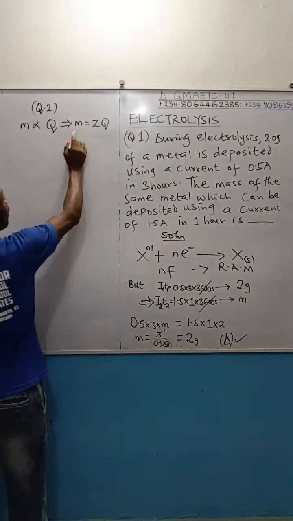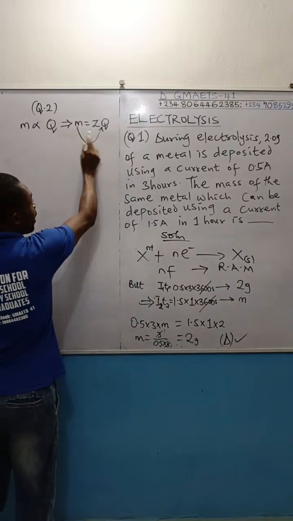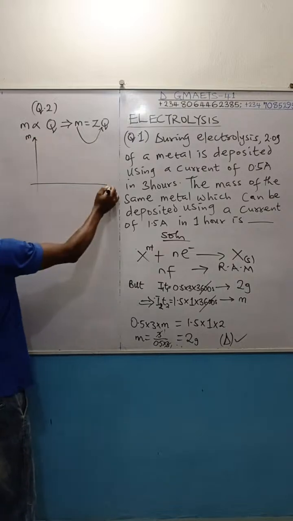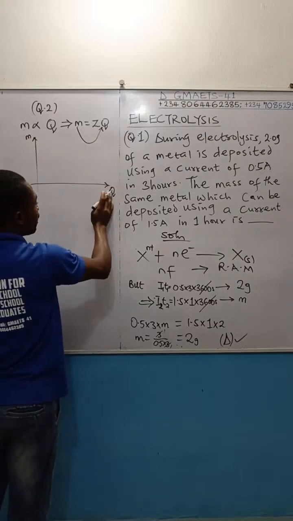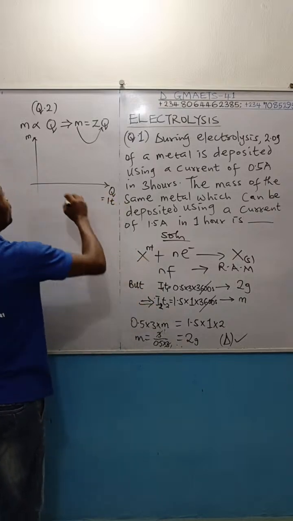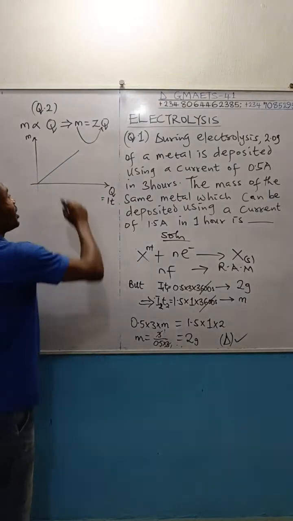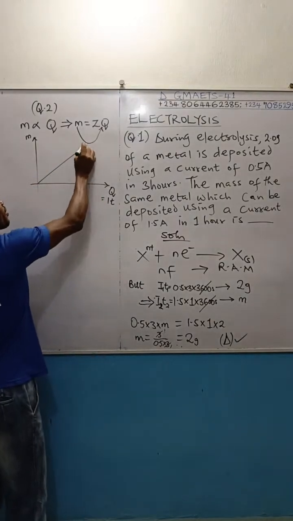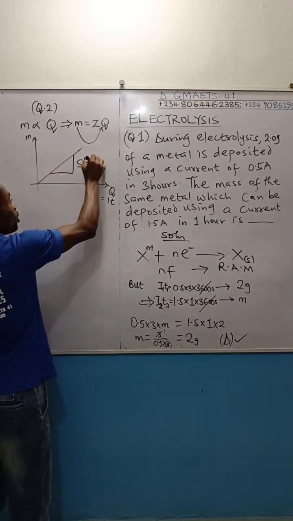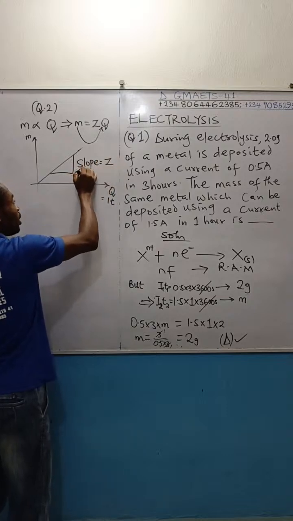So if you plot a graph of mass M against quantity of electricity, where quantity of electricity is equal to I times T, you know that already, you are going to get a straight line graph that likely will pass through the origin. Now, the slope of the graph will be equal to Z, which is the electrochemical equivalent.